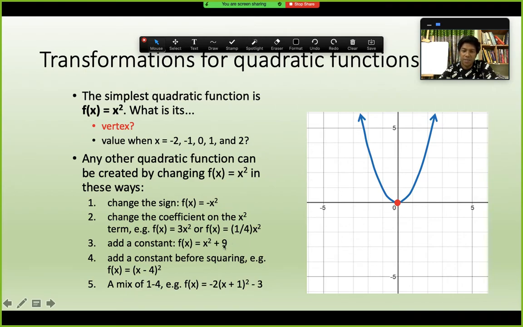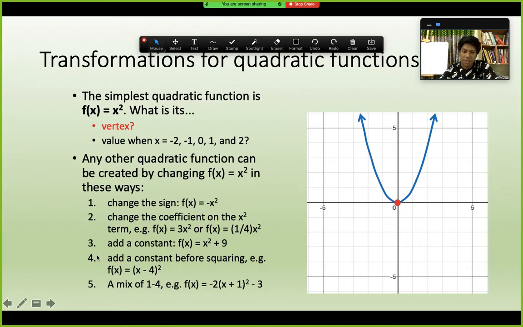Then we can add some constant number after this x squared. So we can write x squared plus 2, x squared plus 4, like this. Then we can do something inside the bracket: (x minus 4) whole squared, (x minus 2) whole squared. Or we can actually combine all of them. We can do everything together.